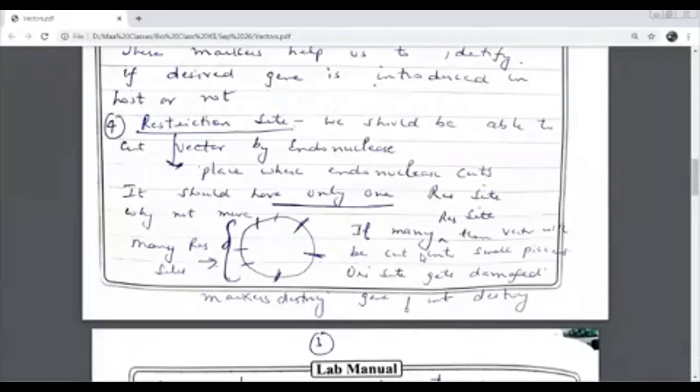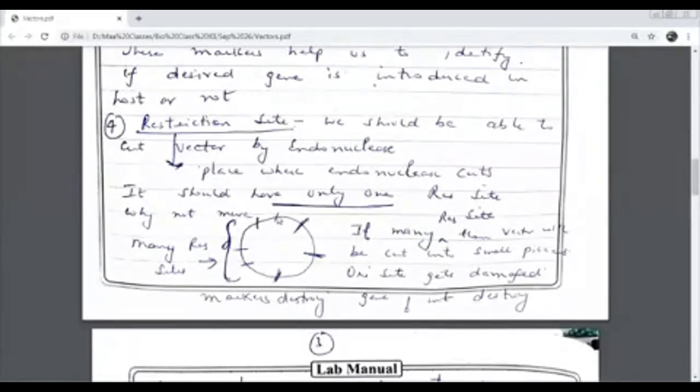These are restriction sites. If many restriction sites are there, then the vector can be cut into many small pieces. Clear? Over here, it can be cut into many small pieces. So if it is cut into many small pieces, what problem can come? Can anybody think and tell me? Ma'am, the ori site may get damaged.